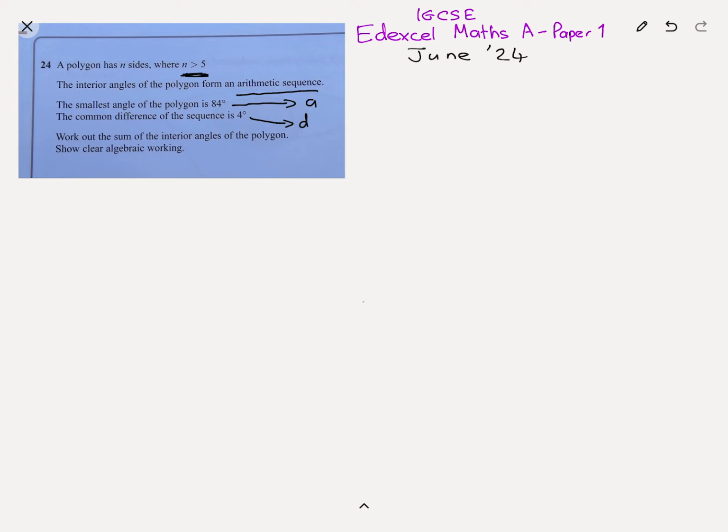We have a question here where a polygon has n sides, where n is greater than 5. The interior angles of the polygon form an arithmetic sequence. Well, that's helpful. We get told the smallest angle of the polygon is 84 degrees. If we're getting that, we should be thinking, oh, that could potentially be the a value. And the common difference of the sequence is 4 degrees. Therefore, we can label d as 4. We need to work out the sum of the interior angles of the polygon.